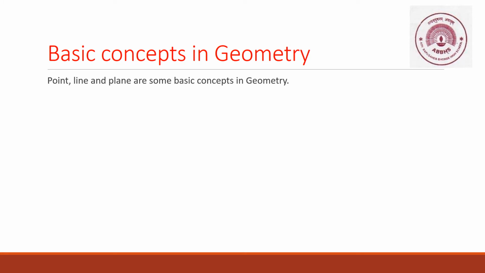Basic concepts in geometry. Point, line and plane are some basic concepts in geometry. You have already studied about these basic concepts in your previous classes. Lines and planes are sets of points. Line means the straight line.